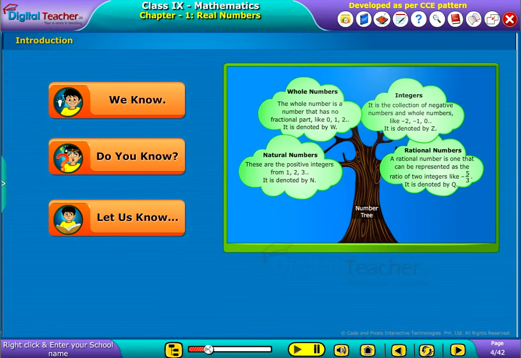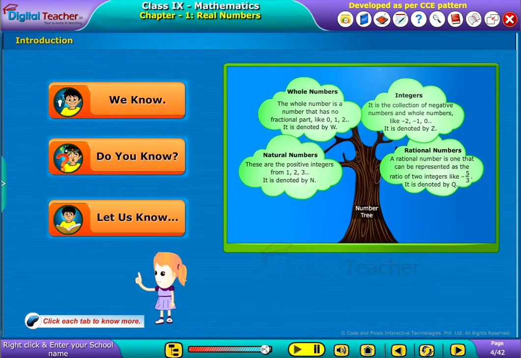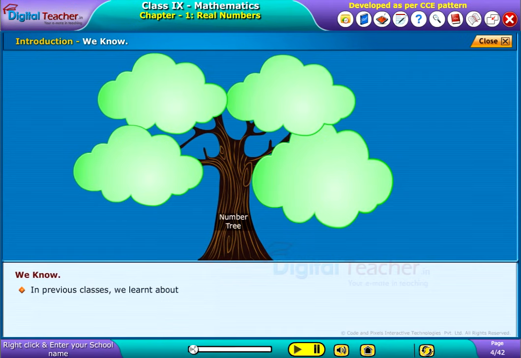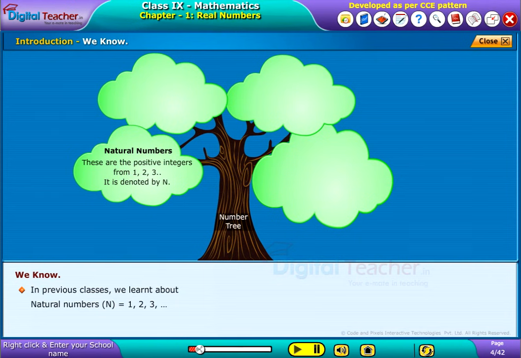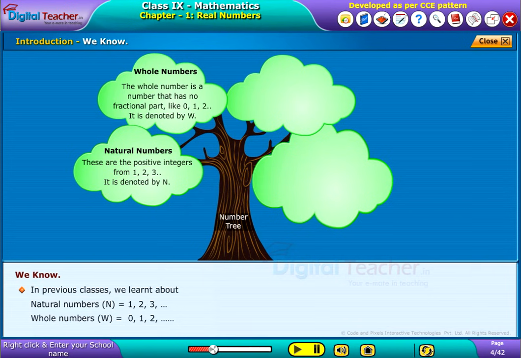Introduction. Before entering into the chapter, follow the instructions shown on the screen. Click each tab to know more. In previous classes, we learnt about natural numbers. These are the positive integers from 1, 2, 3 and so on. It is denoted by N. Whole numbers. The whole number is a number that has no fractional part like 0, 1, 2 and so on. It is denoted by W.